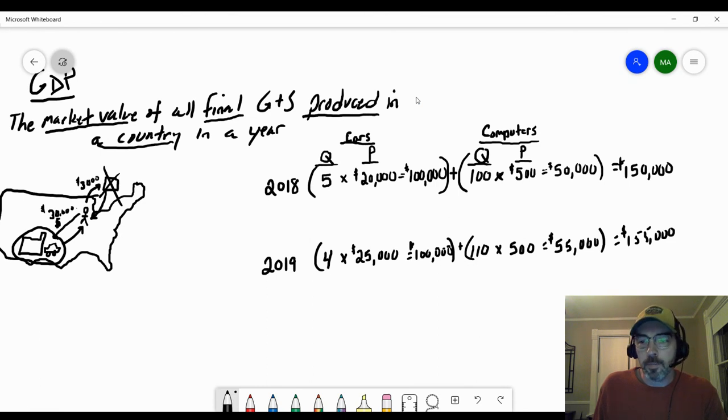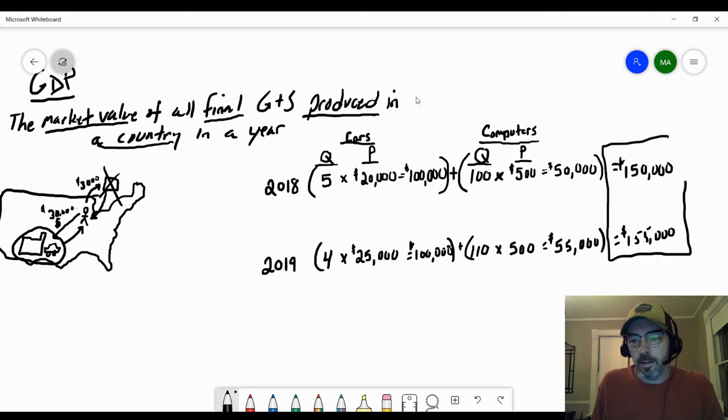So when we look at this number over here and we see that the GDP increased from 150,000 to 155,000, can we say, if we just looked at this number, say we didn't have the opportunity to see these other numbers, it would certainly appear as though this country is producing more goods and services in 2019 than it did in 2018. But we can't be sure of that because it's very possible that the reason this went up was because the price of goods and services went up.